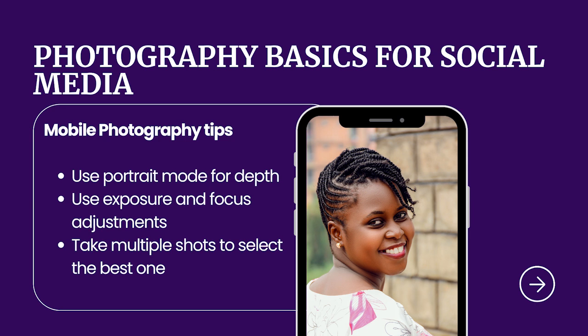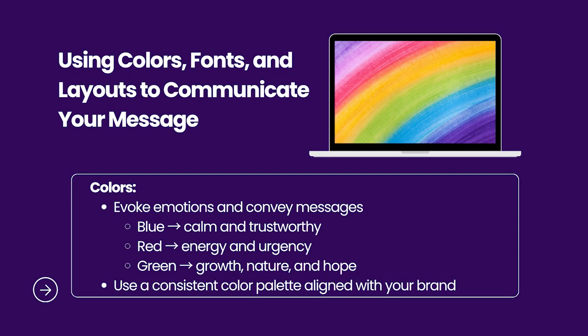We have talked about the aspect of the graphics using Canva. I've talked about photography. Now the other thing is using colors, fonts, and layouts to communicate your message. Now, most of these things, I've shared them already in the Canva class, the video class, the blogging class, okay? Yeah, so colors majorly evoke emotions and they convey messages. For example, blue stands for calm and trustworthy. And then red, energy, urgency. Then green, growth, nature, and hope.